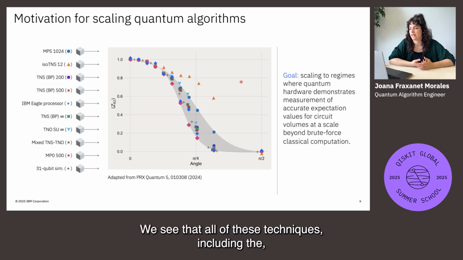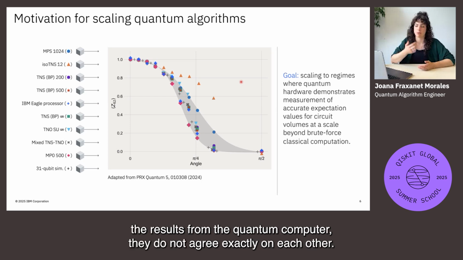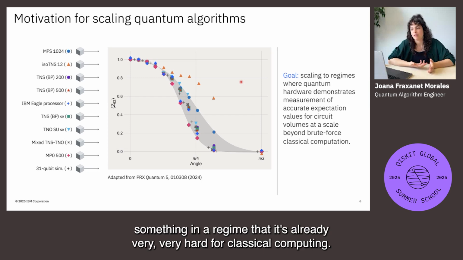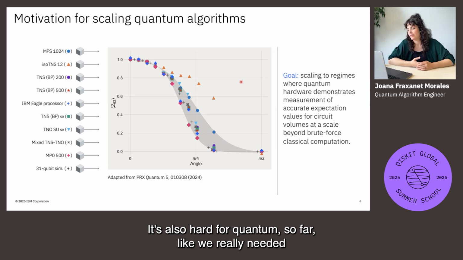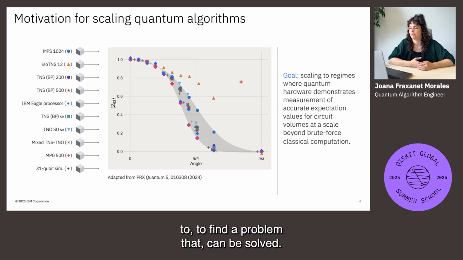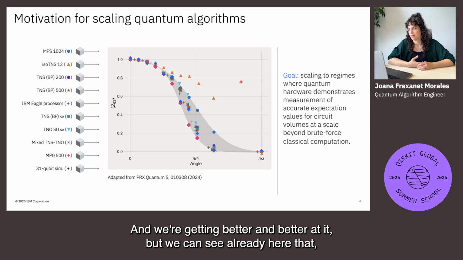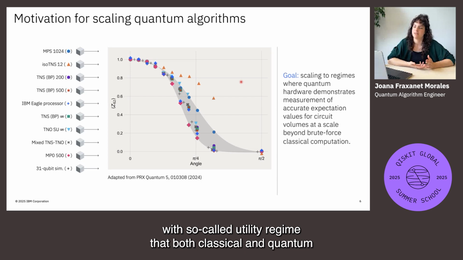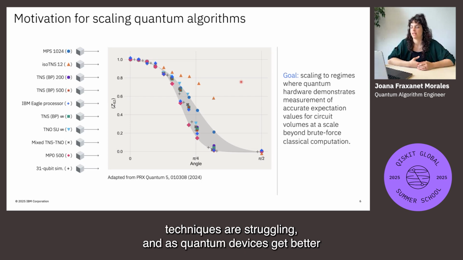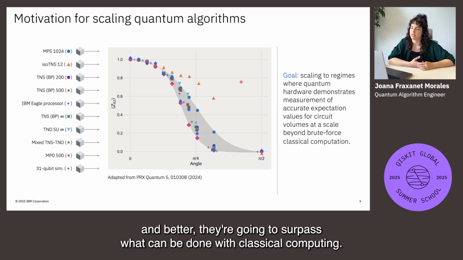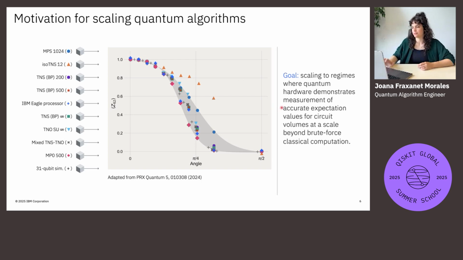We see that all of these techniques, including the results from the quantum computer, do not agree exactly with each other. So this means that we're studying something in a regime that is already very, very hard for classical computing. It's also hard for quantum so far. We really needed to find a problem that can be solved, and we're getting better and better at it. But we can see already here that we're in the so-called utility regime in which both classical and quantum techniques are struggling. And as quantum devices get better and better, they're going to surpass what can be done with classical computing.